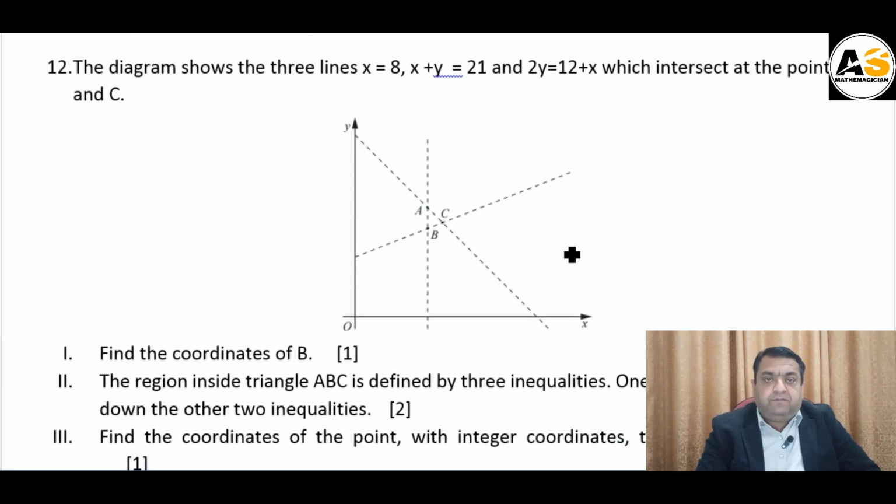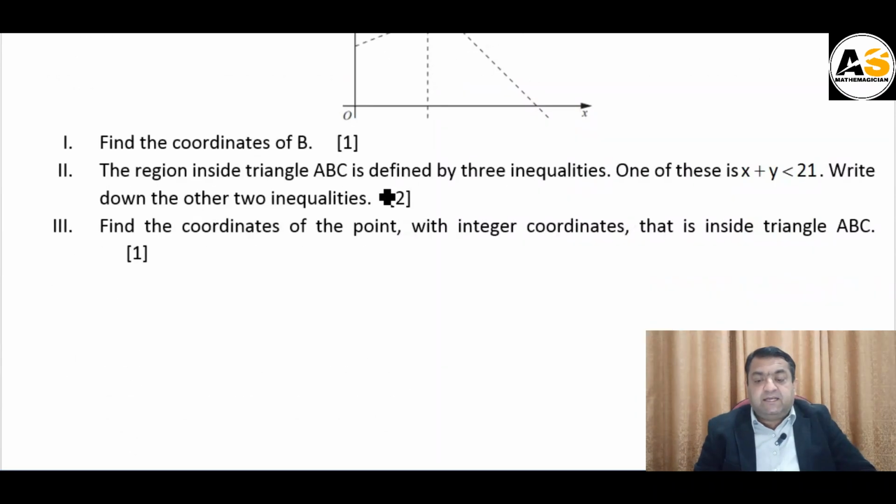Question number 12. The diagram shows three lines. x is equal to 8, this line. x plus y is equal to 21, this line. And the third line is 2y is equal to 12 plus x, this line, which intersect at A, B and C. Find the coordinates of B. B is this one, the intersection of this line and this line.